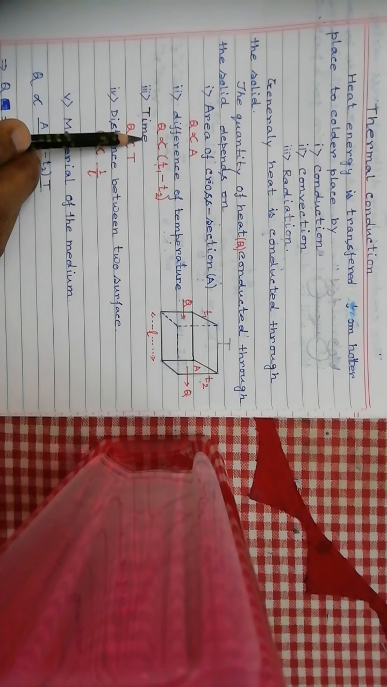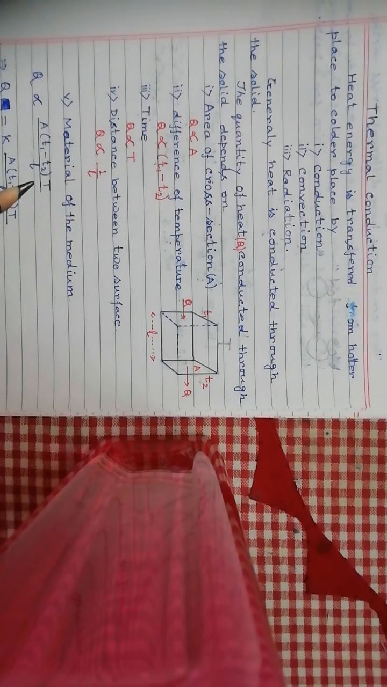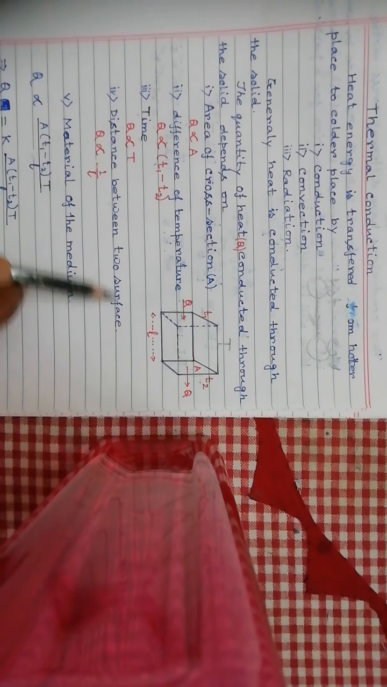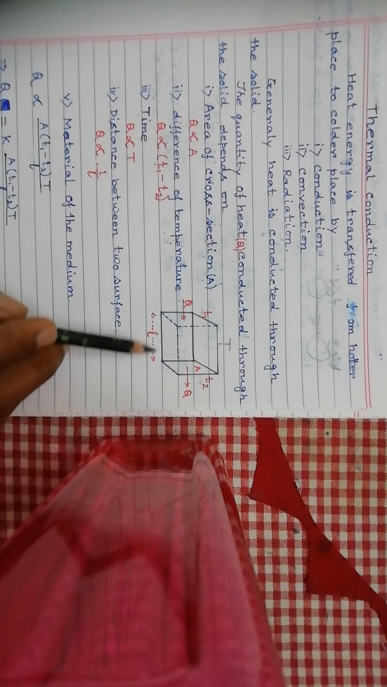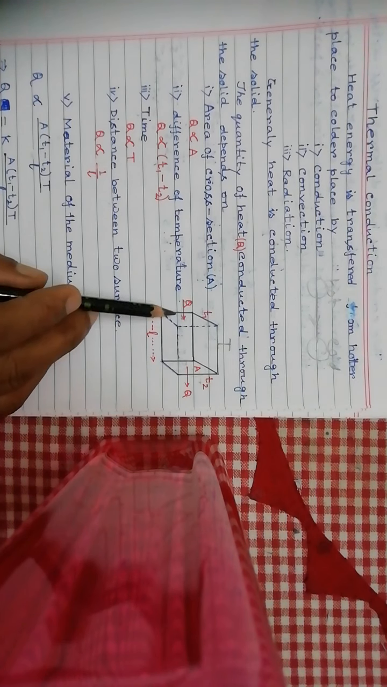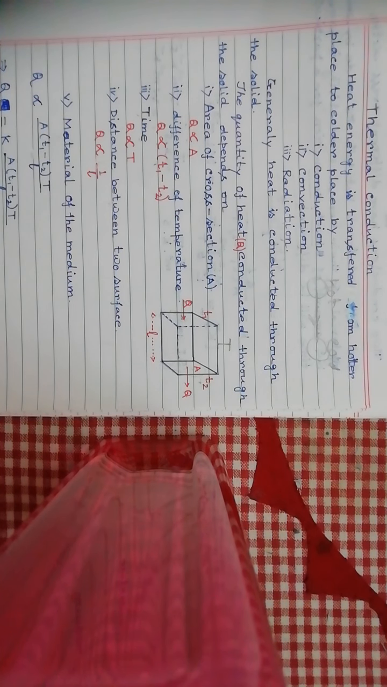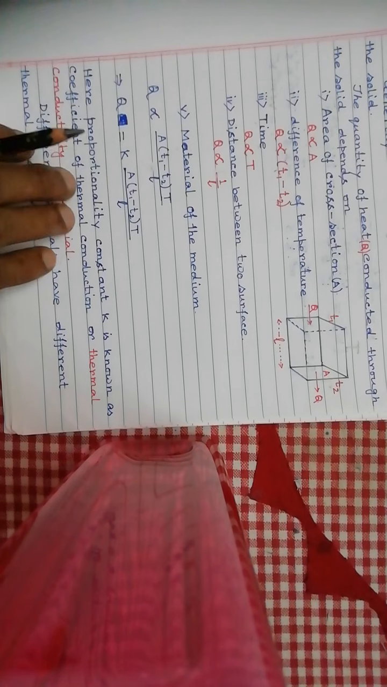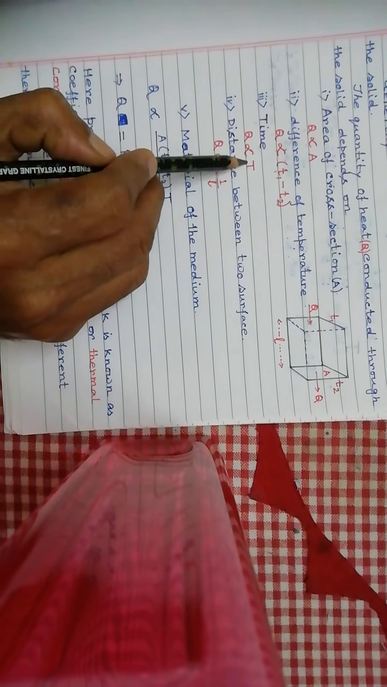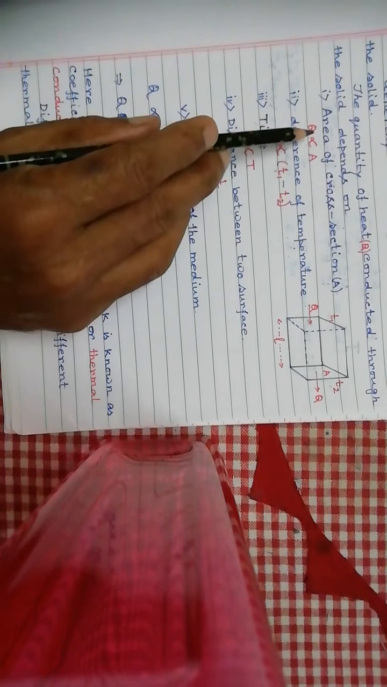Now the heat flow is directly proportional to the time. If you give more time, then the amount of heat flow will be more. The heat flow is inversely proportional to the length. If the separation of the two surfaces is more, then the heat flow will be less. Thirdly, it is the material. Now if you join these four relations, then what do you get?